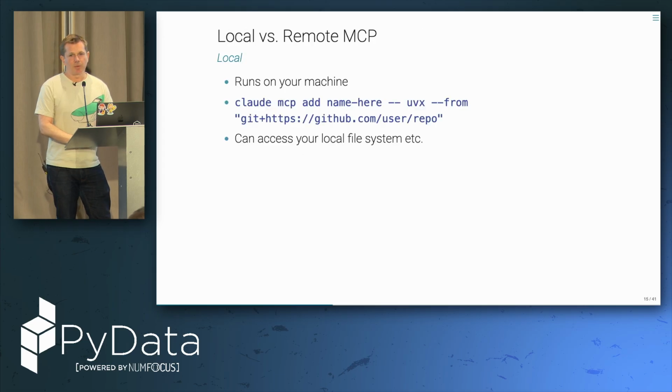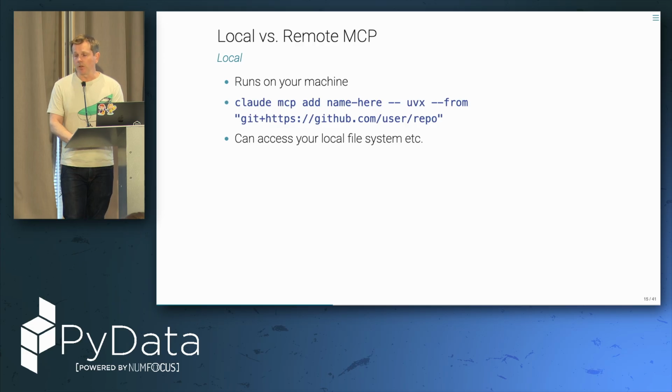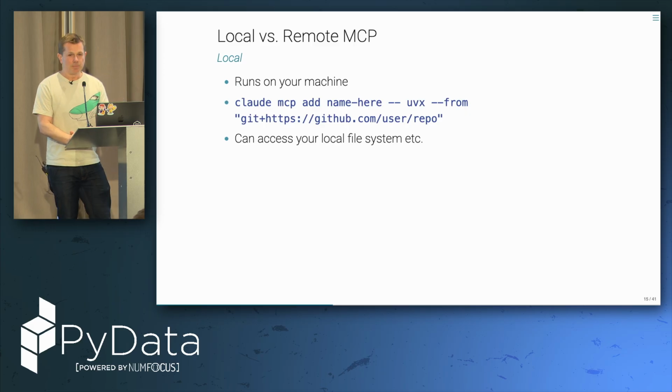There are two kinds of MCP servers. There are local ones that run on your machine and remote ones that run on somebody else's machine. A common way, as this example from Claude Code of how you would add an MCP server highlights, is that you're calling uvx or npx or something that is executing code on your machine, potentially from some random GitHub repository. It can access things on your local system, which is really useful for some things, but also potentially risky, particularly if you're running some random GitHub repository's code on your computer.